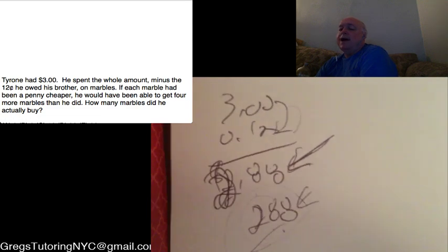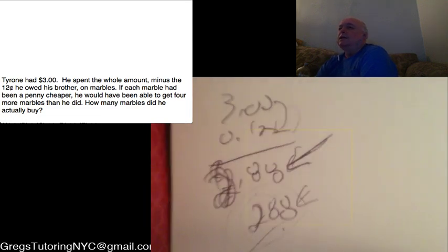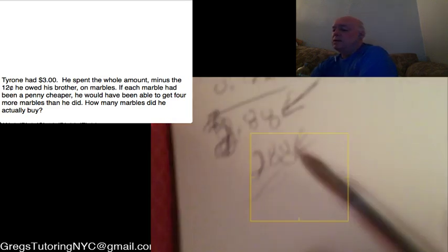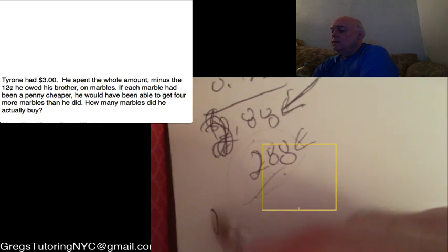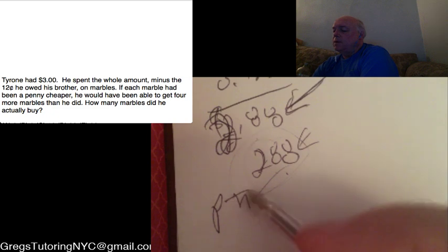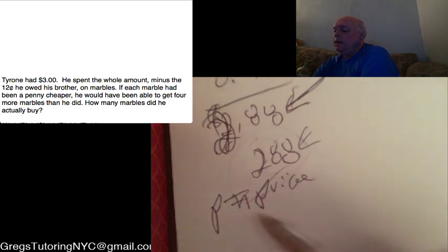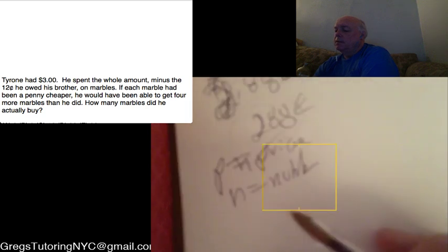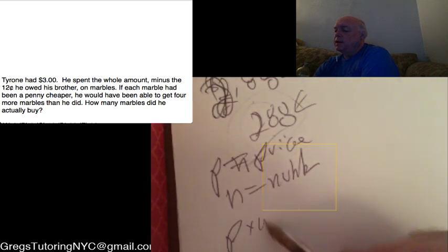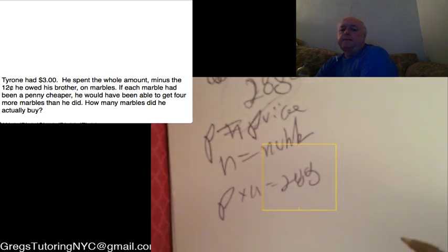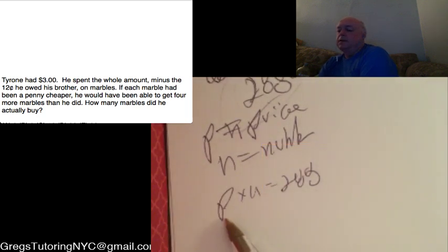That way, I don't care if I'm dealing in dollars and pennies, in euros. It doesn't matter. So what we basically have is the price of something times the count of them. So P is the price, and N equals the number of the things. So that means we have P times N equals 288. All right? So that's our problem.